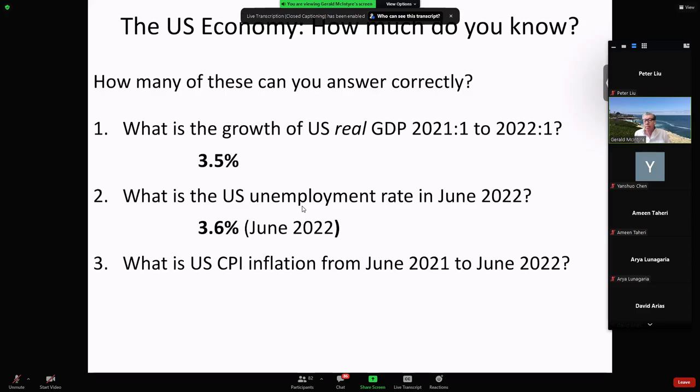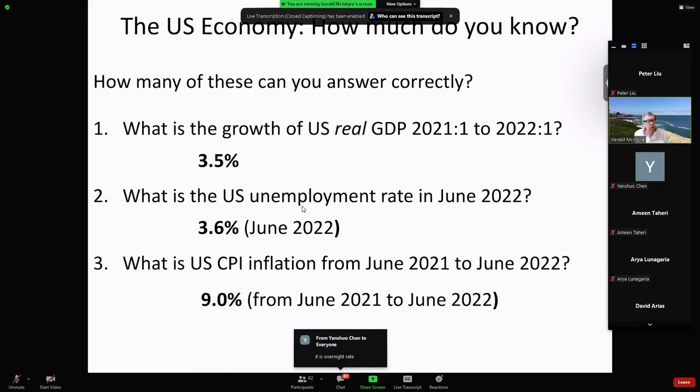What is US CPI inflation? In other words, the percentage change in the consumer price index from June of 2021 to June of 2022. Well, that's gotten a lot of headline news. That is 9%. Okay. So over the course of this year, average prices as measured by the consumer price index, an index of prices paid by a typical urban family of four, have increased by 9% in 1 year.